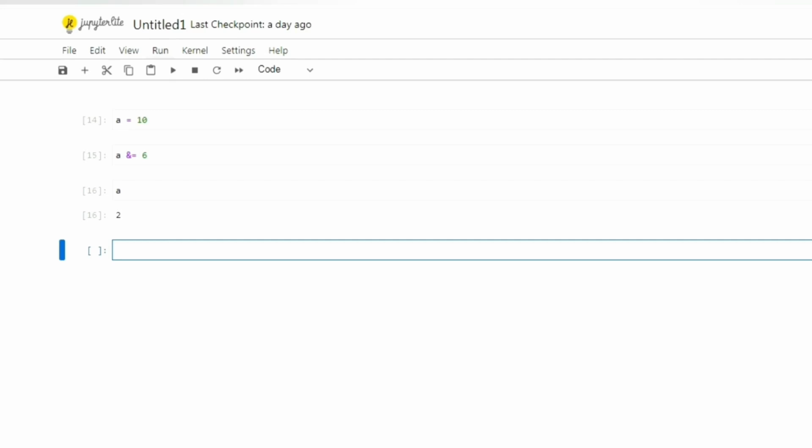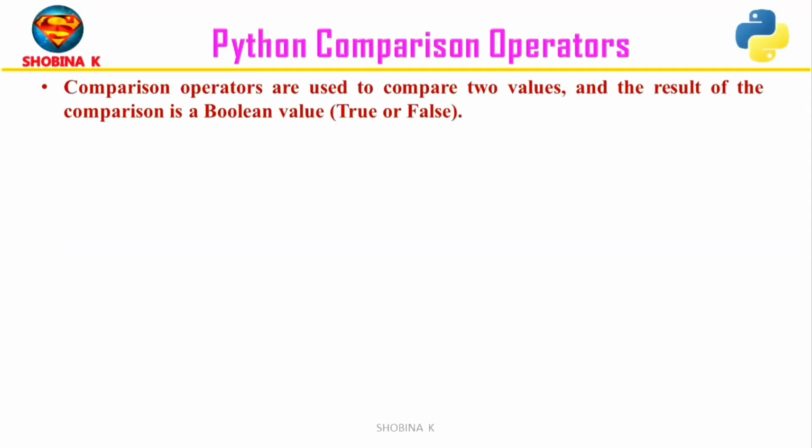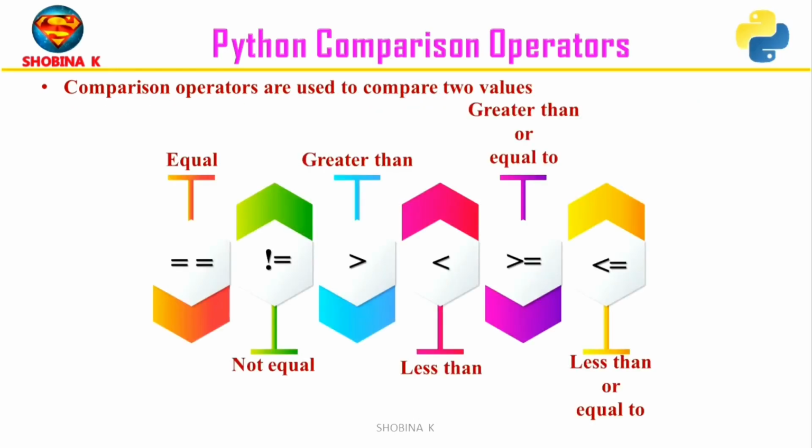Now let's talk about the comparison operators. In Python, comparison operators are used to compare two values, and the result of the comparison is a Boolean value, that is true or false. Here are the common comparison operators in Python. Equal to, not equal to, greater than, less than, greater than or equal to, and less than or equal to.